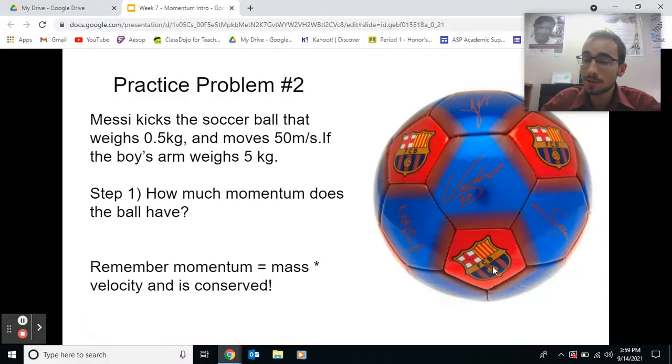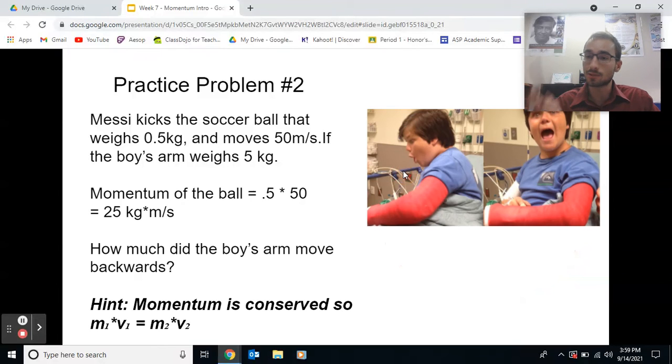Okay, once you got that, remember it's m times v. So you take the mass of the ball times the velocity. So the momentum of the ball is 25. But now this is the harder part. How much did his arm fly back when it got hit by the ball?